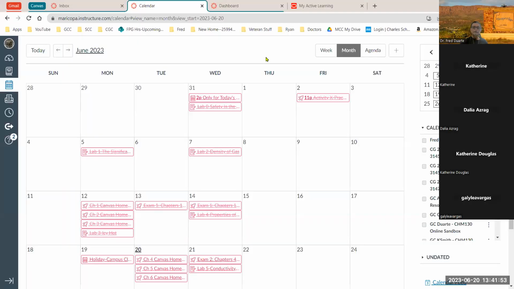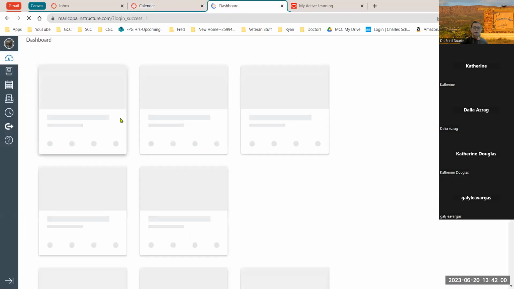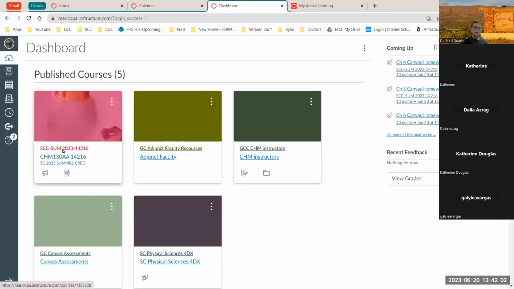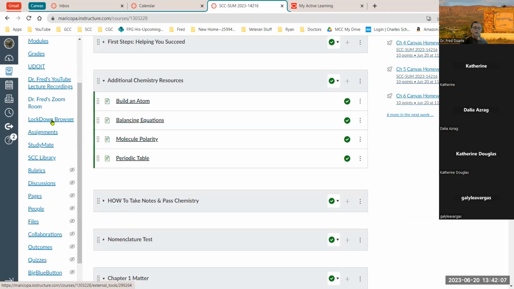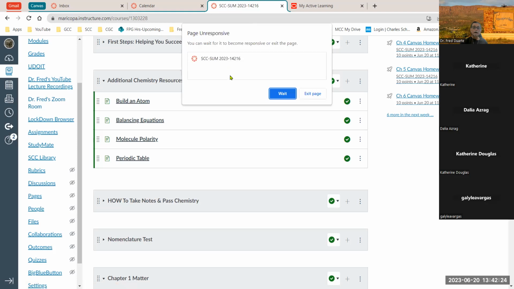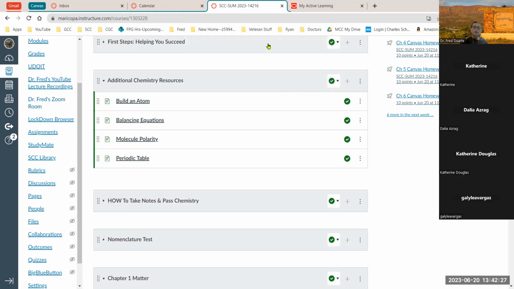on Canvas itself, let me get to Canvas. Okay, on the far left, there's an additional aid for you to help you with this nomenclature, it's StudyMate. Okay, I did talk about this earlier in the semester. Let me go through it again. StudyMate is a program.